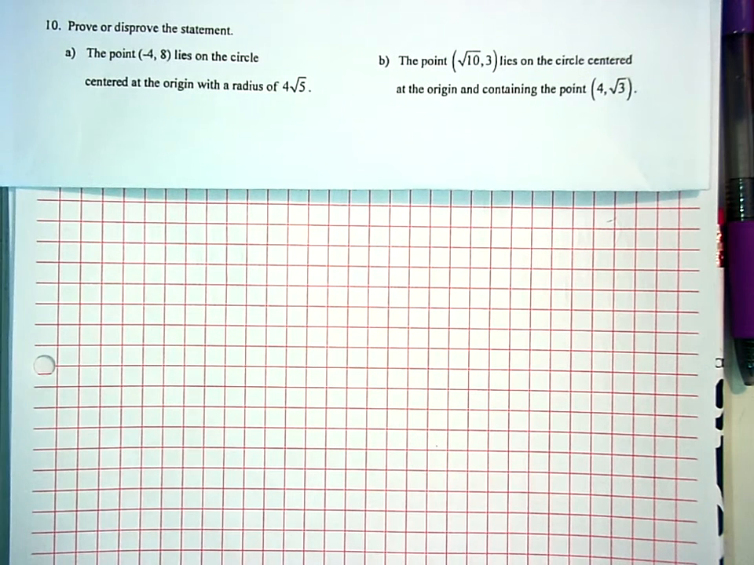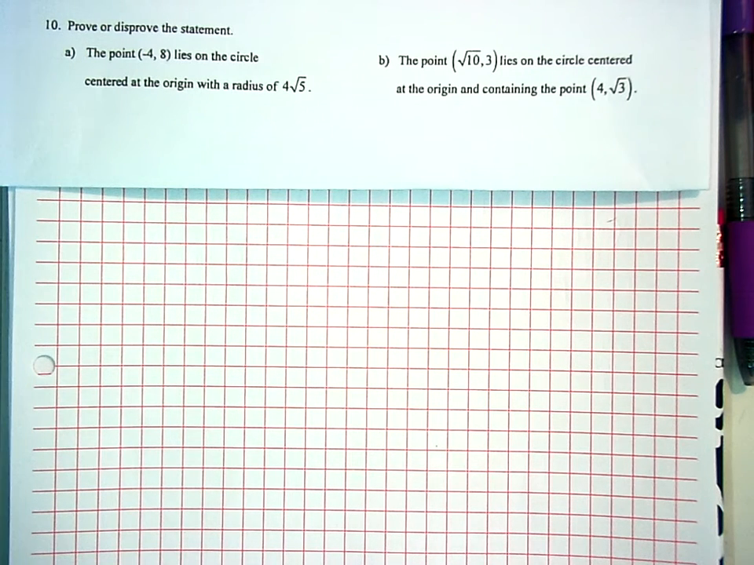All right, this is a question from homework 52. This is problem number 10. So the instructions are to prove or disprove the statement. For 10, part A is saying the point (-4, 8) lies on the circle centered at the origin with a radius of 4√5.